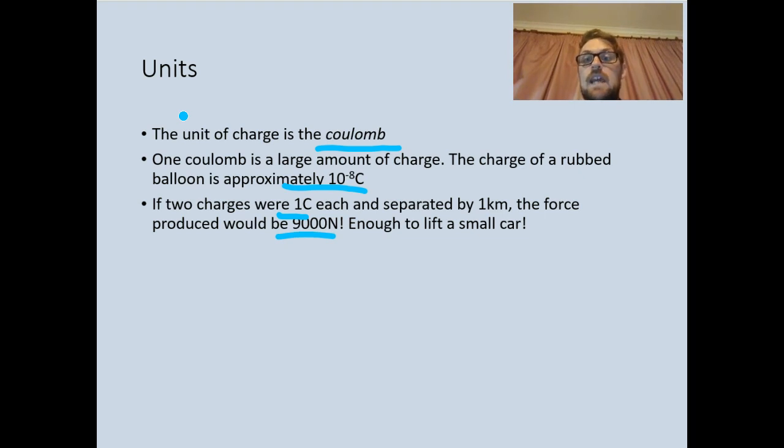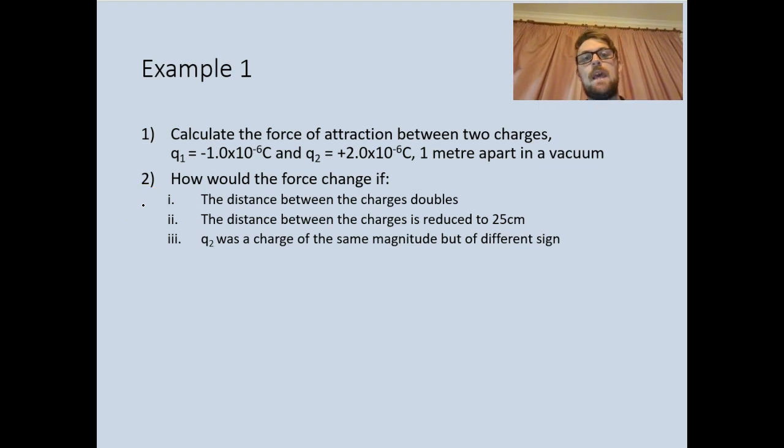Which is enough to lift a small car. So if you get an answer and it's in terms of coulombs, you have probably done something wrong with your working out, and you probably need to check if you've put a minus instead of a plus, or vice versa, in your equation. So, an example now. 1.